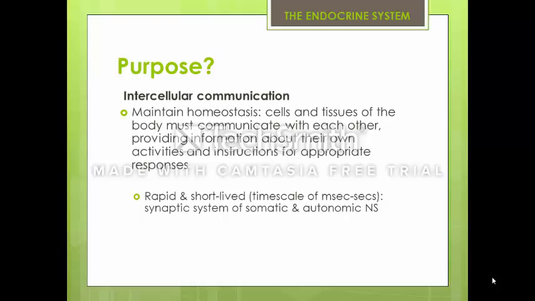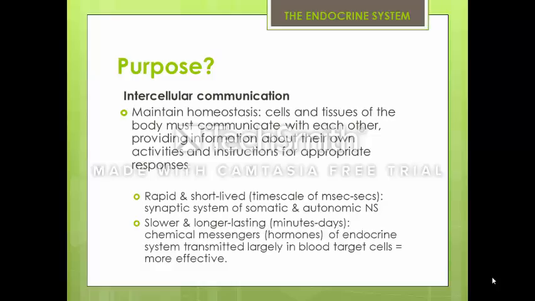For rapid and short-lived communication, which would be the timescale of milliseconds to seconds, the synaptic system of the somatic and autonomic nervous systems provides such communication. For slower and longer-lasting communication, which will last minutes to days, chemical messengers, i.e. hormones, are transmitted largely in the circulatory system to the target cells, and this is a more effective process than constant firing of the autonomic and somatic nervous system.